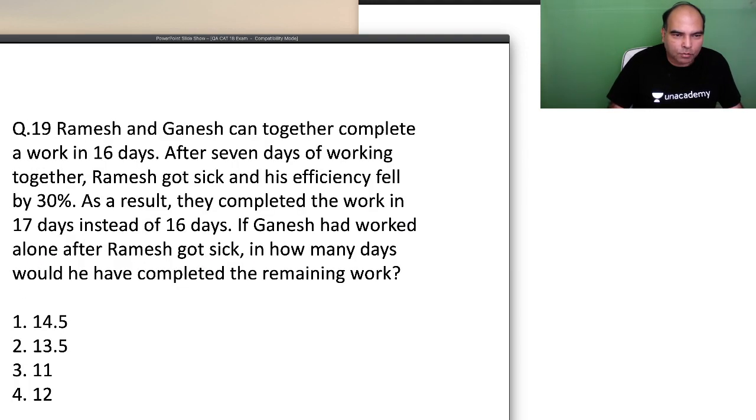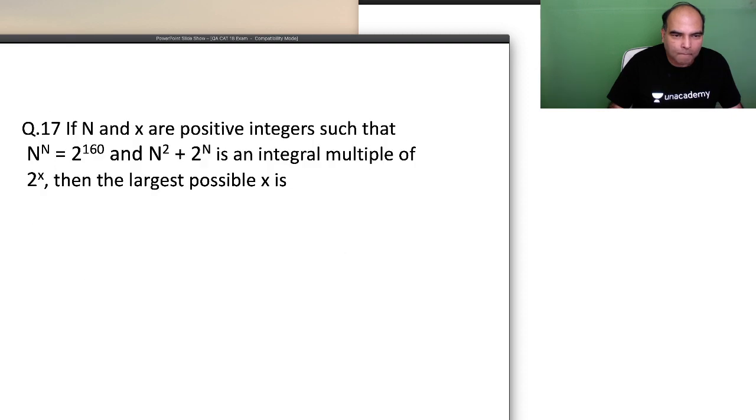So let's come back to this question. If n and x are positive integers such that n raised to n is equal to 2 raised to 160, and n square plus 2 raised to n is an integral multiple of 2 raised to x. Let's make sense of this.